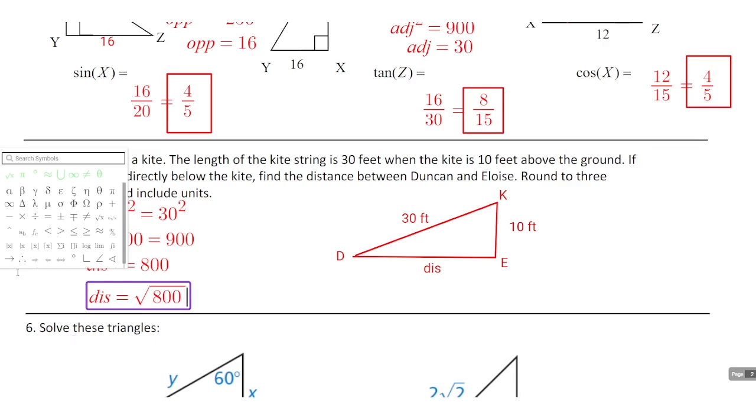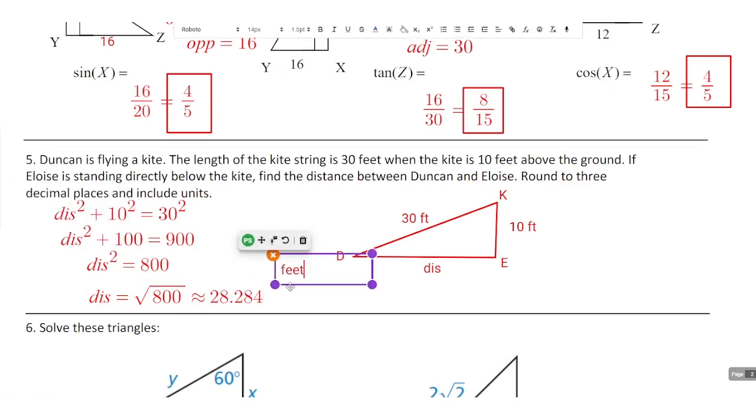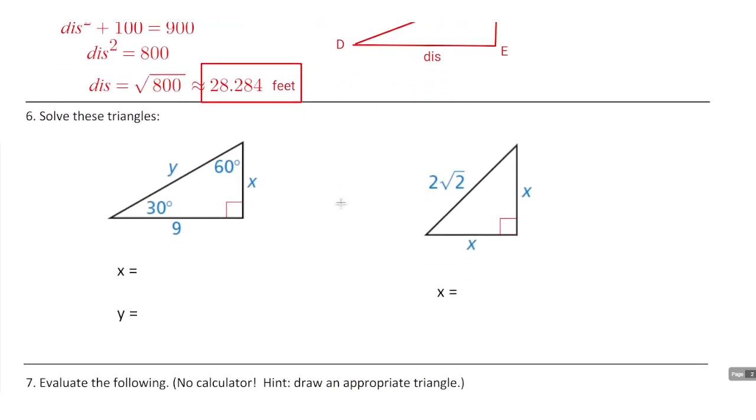So this is something you'd want to put in the calculator. This has round to 3 decimal places. So the square root of 800, I'm going to go ahead and type that in. And I'm getting 28.284, and that is in feet. That seems to be reasonable given our diagram here. Okay, that's number 5. Let's take a look at number 6.